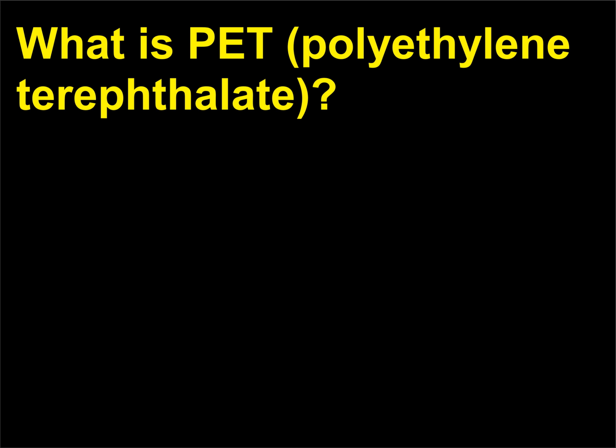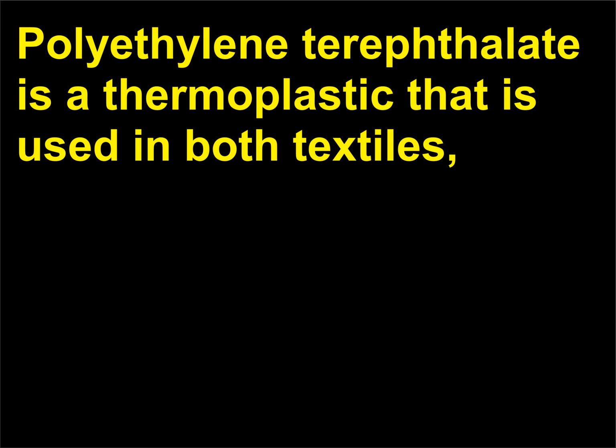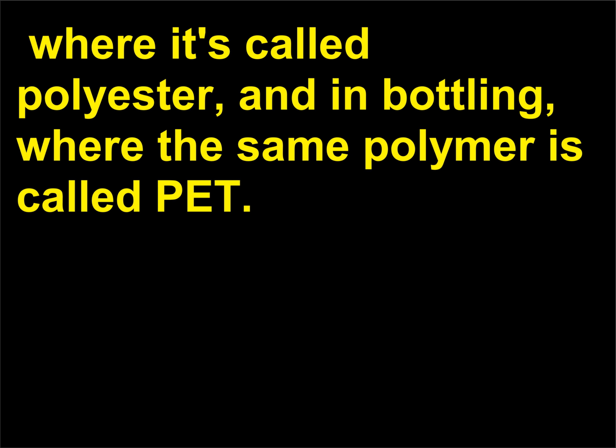What is PET? Polyethylene terephthalate. Polyethylene terephthalate is a thermoplastic that is used in both textiles, where it's called polyester, and in bottling, where the same polymer is called PET.